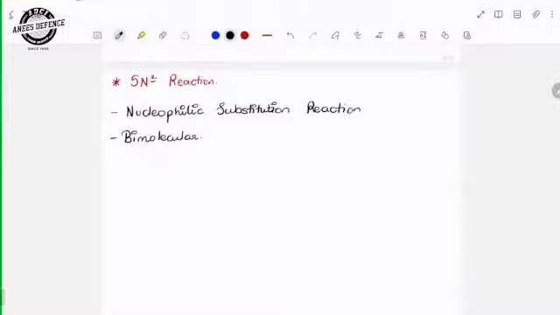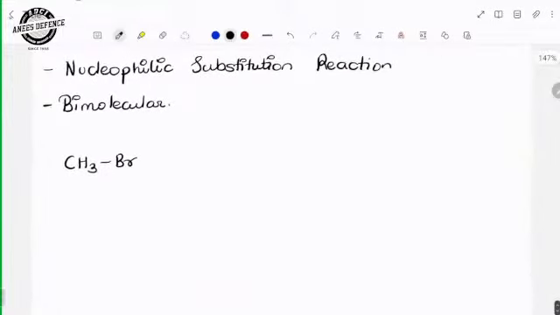For example, if I'm taking bromomethane and I'm reacting it with any aqueous base, you can take KOH, NaOH or anything. So its counterpart is OH minus. Here nucleophilic substitution means we are going to attack the following compound with a nucleophile.